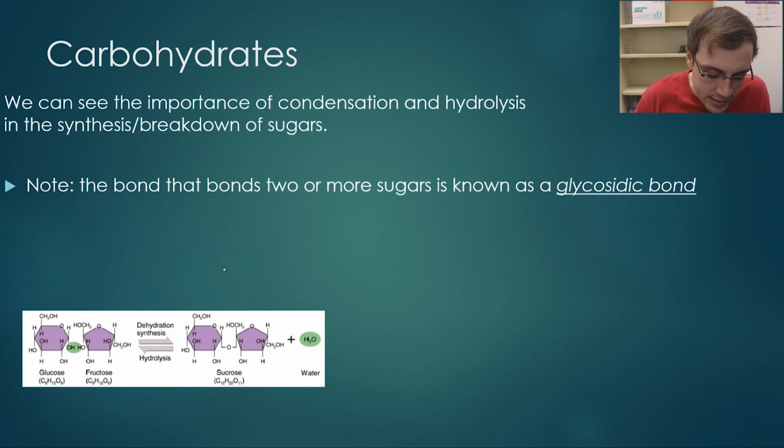So again, this is what we can see here. If we have our glucose and we have our fructose, we can see that we have our two hydroxyl groups. So what will happen here is that one of these hydroxyl groups will bind to one of the hydrogens from the other sugar. That will then release water, and that will then form this bond. So this bond here is called a glycosidic bond because it is this part here that is responsible for holding these two sugar molecules together.